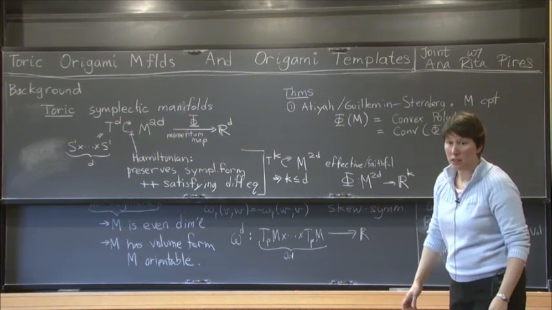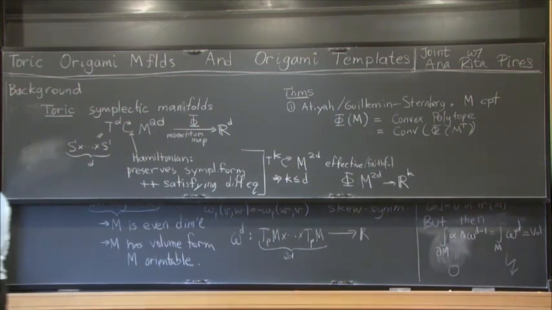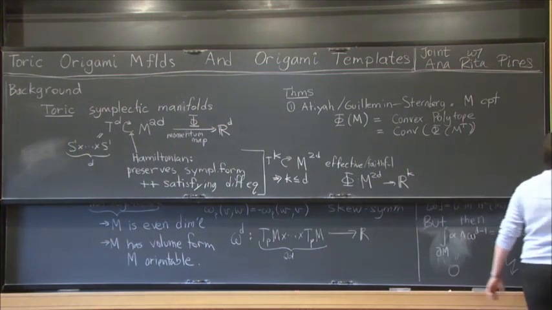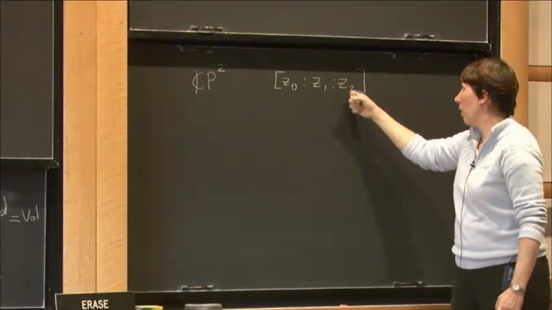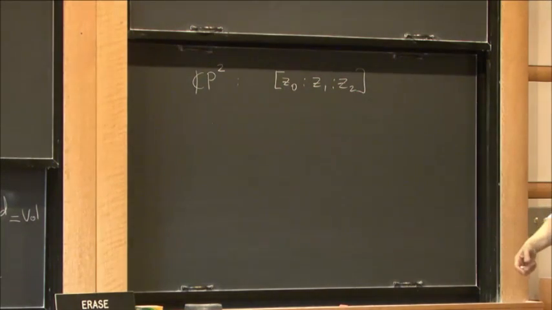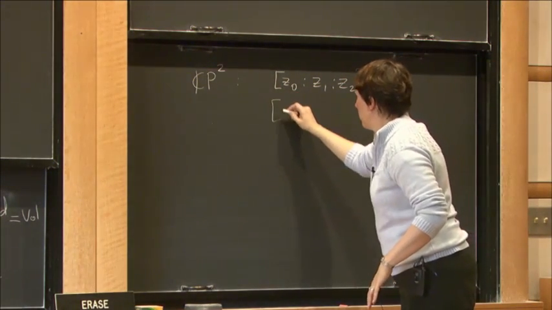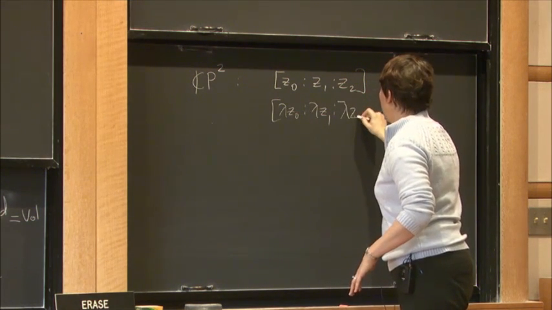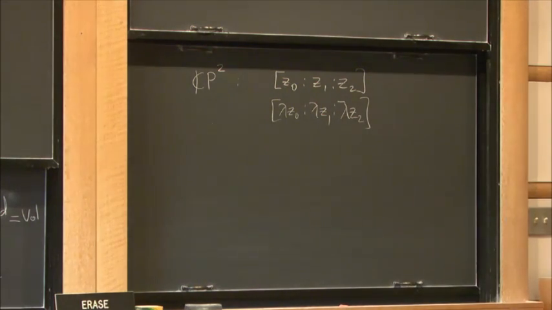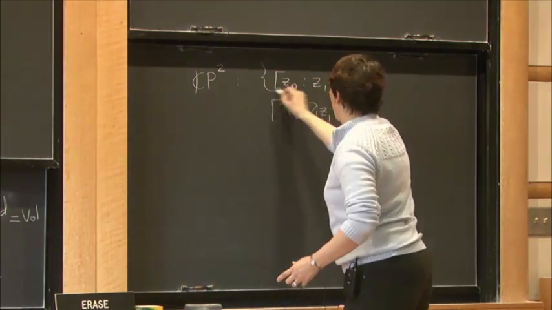Which one? The CP2? Yeah. So the action, maybe it's better if I write out CP2 in coordinates. Okay, so in CP2, we can think about homogeneous coordinates. So I just think of a Z0, Z1, and Z2 defining a plane inside of C3, and lambda Z0, lambda Z1, lambda Z2. If I multiply them all by the same complex number, they define the same plane. So these are my coordinates.